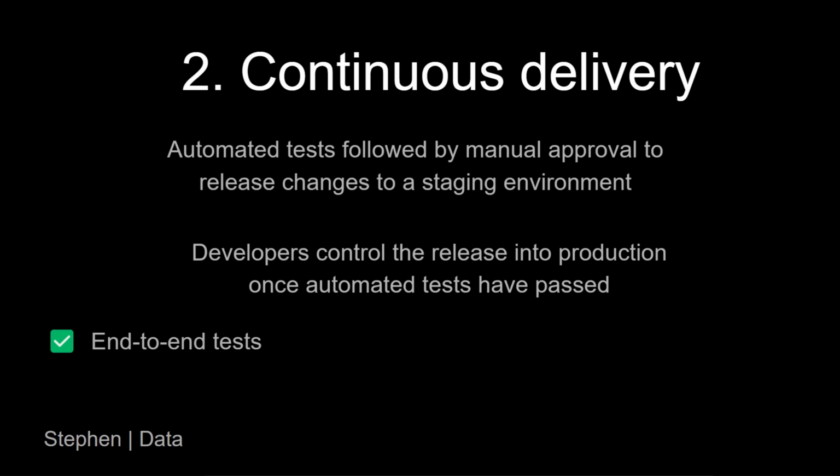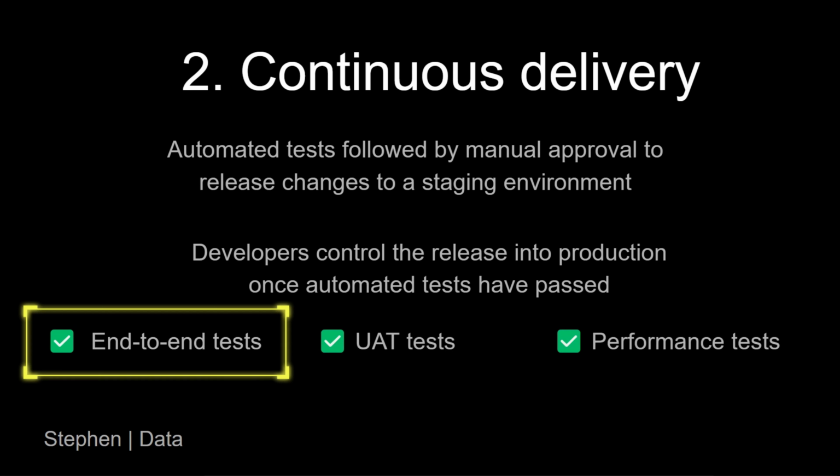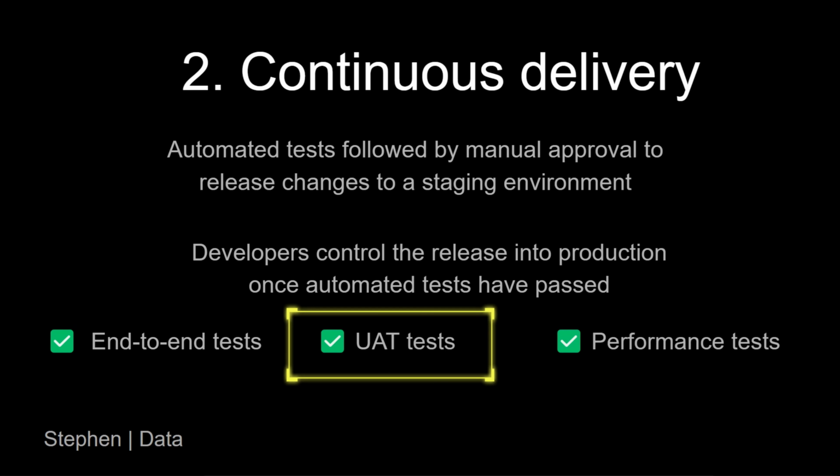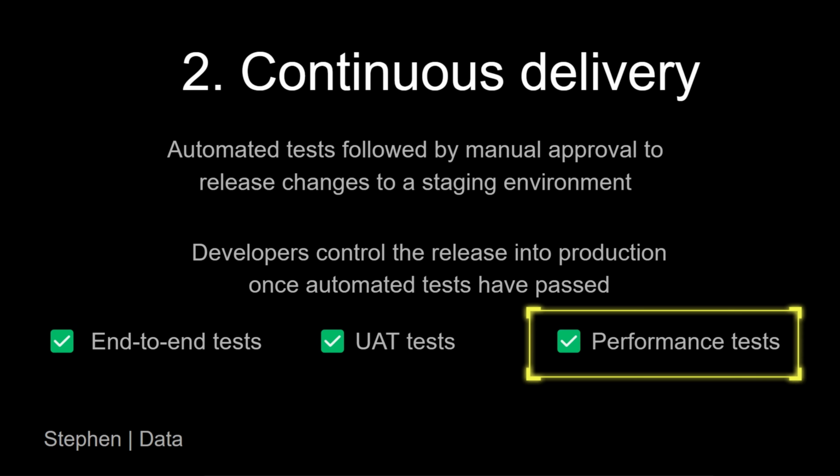Some of the tests you run at this stage include end-to-end testing, UAT testing, and performance tests. End-to-end testing helps us test the entire workflow from start to finish. UAT testing means user acceptance tests. This is getting a group of users to confirm if the program meets their needs or not. Performance tests check how well your program runs under different workloads.